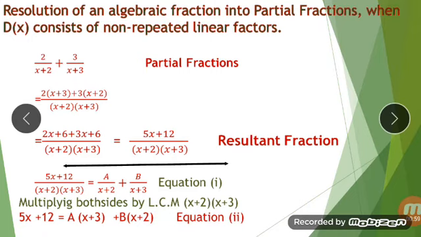Remember one thing here: if the denominator is linear, the numerator will be 1 degree less than that. So 1 degree less than linear will be constant. This is because the resultant fraction is in its simplified form, it is a proper fraction. Therefore the partial fractions will also be proper fractions. So the degree of the numerator should be 1 degree less than the degree of the denominator. Here we have the partial fraction and this is the resultant fraction.